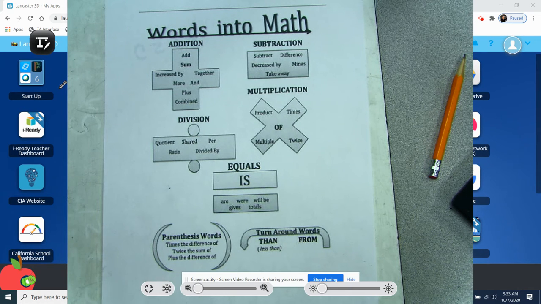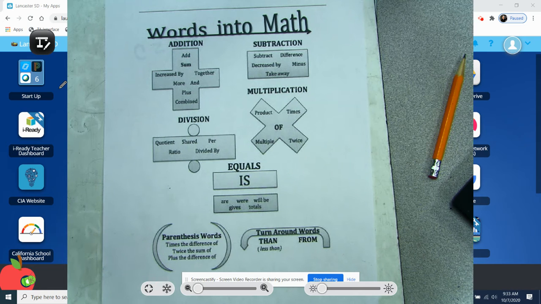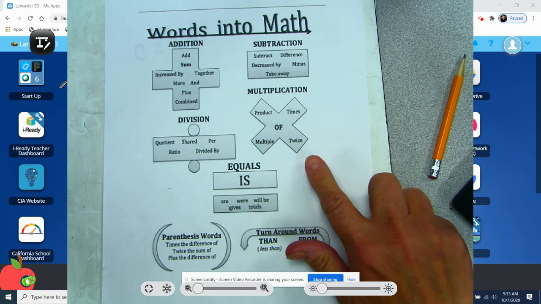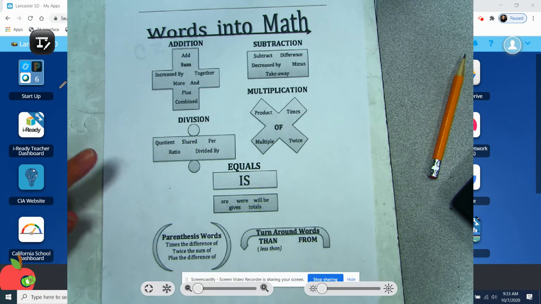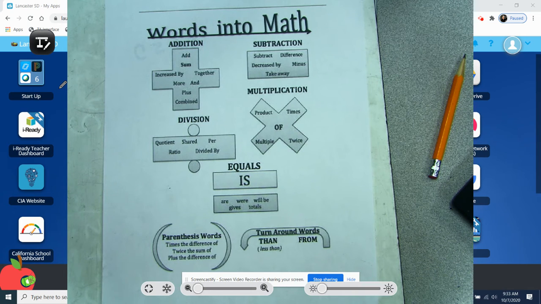If you see words like subtract, difference, decrease by, minus, take away, that's when you're going to use a minus sign. If you see words that say product, times, of, multiple, twice, this is all telling you you're going to multiply. Any word that's here in division would be quotient, shared, per, ratio, or divided by.